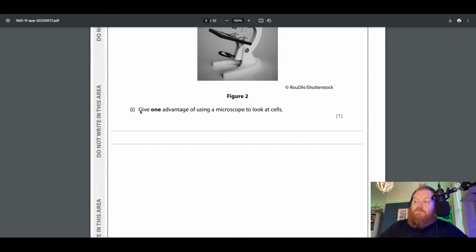So in this command word, we are looking at give, and our marks is only 1 mark. So again, we're not looking for a huge amount of information. We're looking for a low level amount of information. So give one advantage of using a microscope to look at cells.